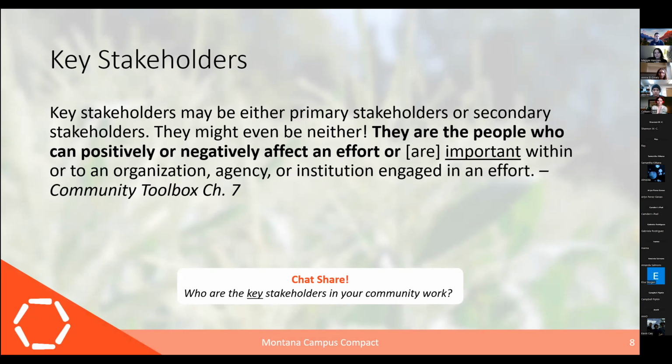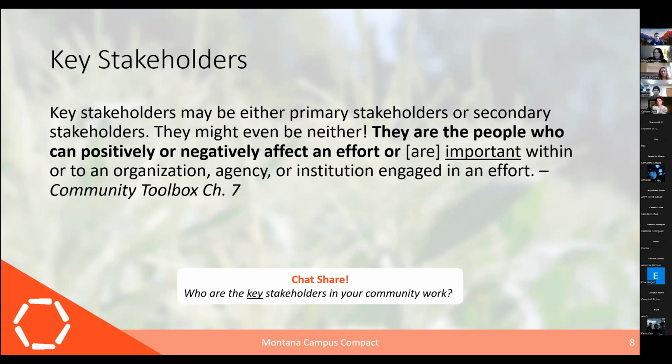Okay, so as I alluded to, we do have primary and secondary, but we also have key stakeholders. And there is often some confusion as to the real difference. In reality, key stakeholders can be primary, secondary, or they may not be either of those categories whatsoever. But what they do is that they are considered by, in this case, either yourself or the organization, to be very important to the work that you are currently trying to engage in.